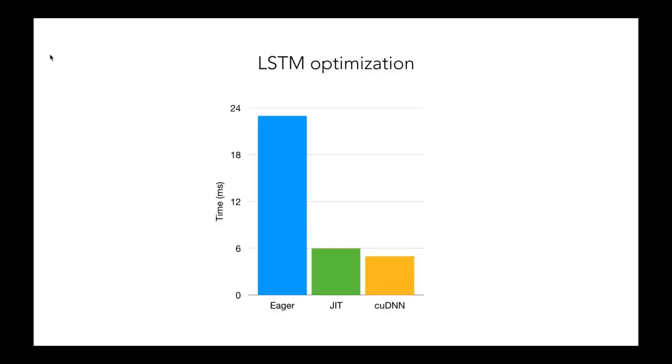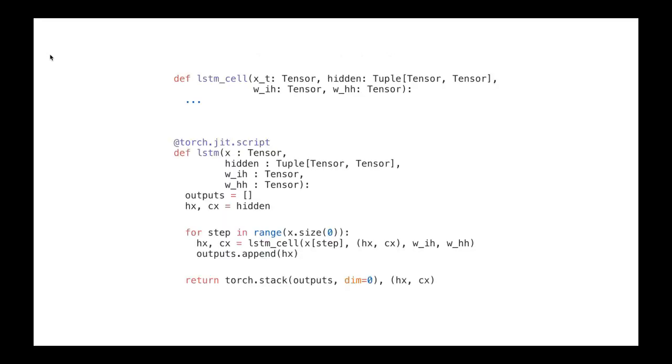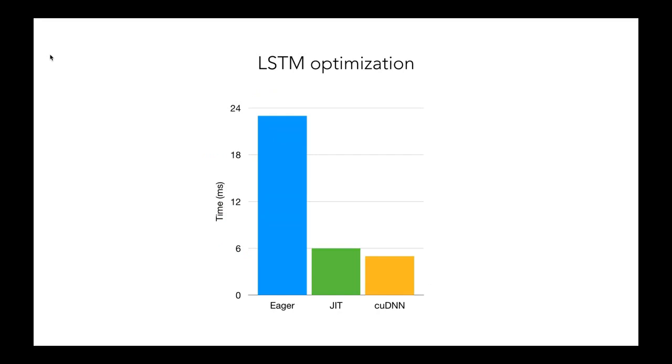And you can actually get some pretty nice results. If you just use eager mode, with code that looks like this, it will take, on some particular input size, and of course those are not representative, and the speedup I show here is not necessarily representative of every single use case, let's say 23 milliseconds to evaluate this model over some particular sequence.